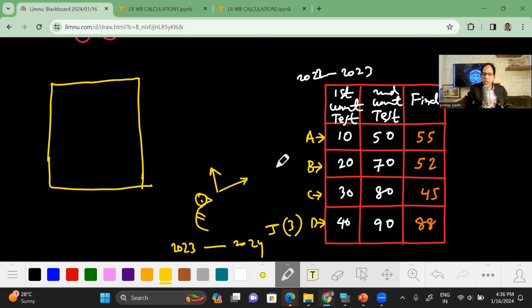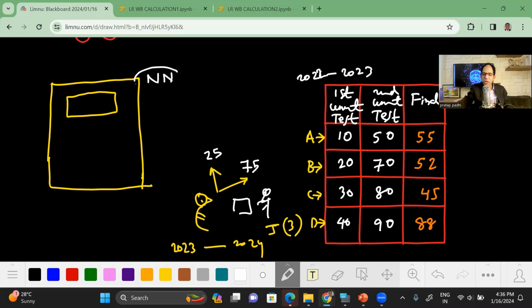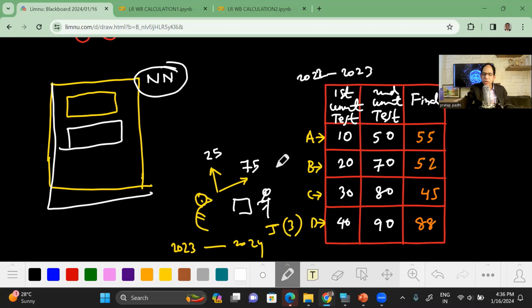Now, what will happen? I'll show you how it works. There will be an interface here. This is your front end, okay? Here, there will be a box where you need to put the first unit test score. Suppose for this student, the first unit test score could be 25, and the second unit test is 75. And this student says, predict for me. So what I will do is use this neural network. In this neural network, I have 2 boxes. Okay, this is a browser. Here I can put the values and here I will get my answer.